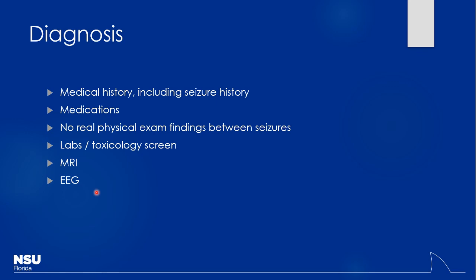So things like EEGs, MRIs, etc. Now, in terms of labs and toxicology screening, this is where it can be really important to know what medications the patient's on. So you can do levels, if levels are available, or you can do maybe a toxicology screen to see if something is present in the urine that may be predisposing them to a seizure, right? Anyone know what kind of stuff shows up on a tox screen typically?